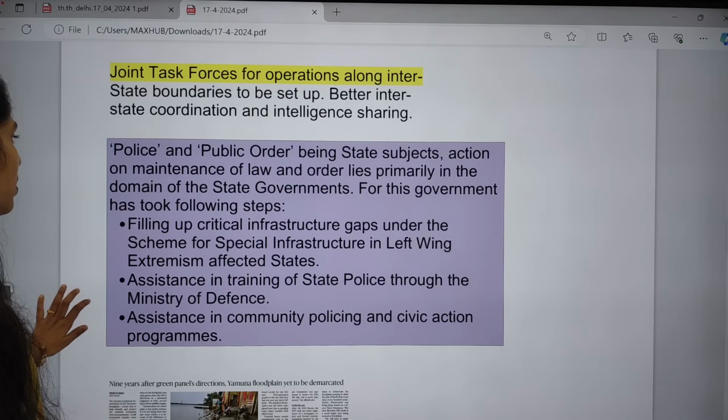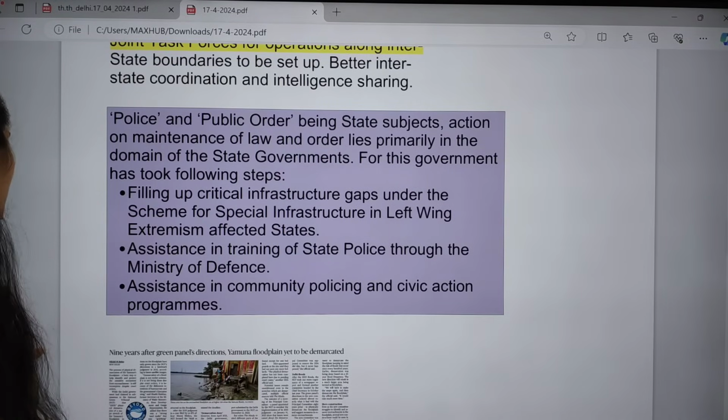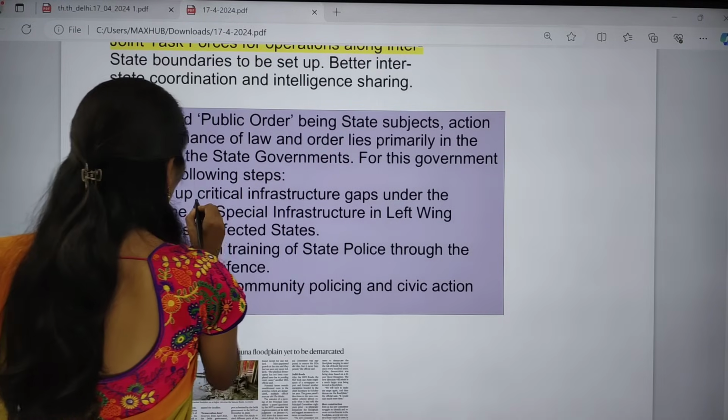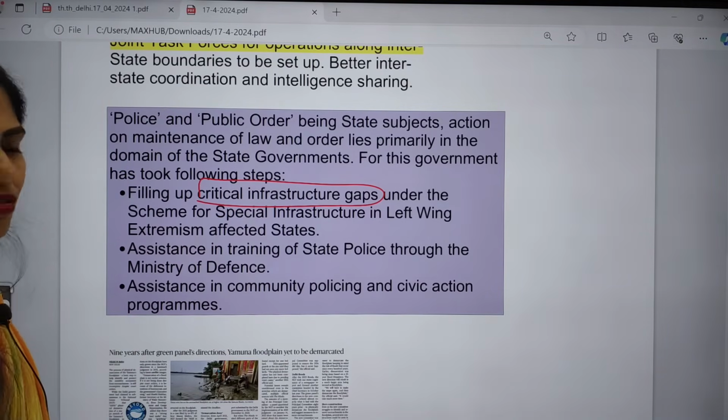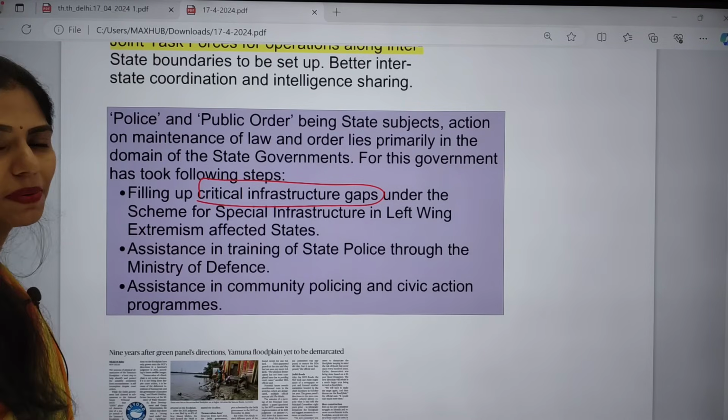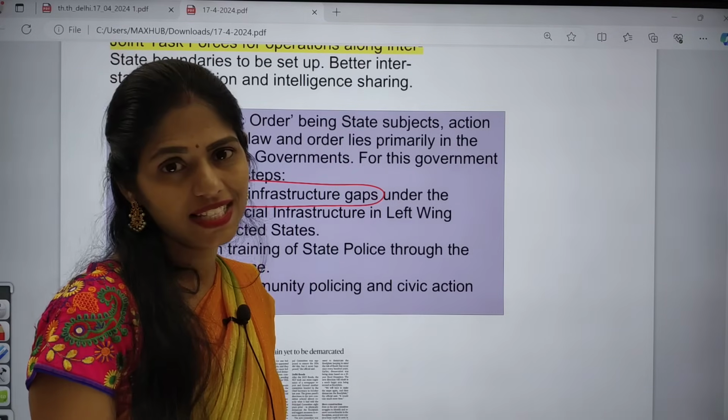Okay, so this is the thing. Another important step taken by the government is filling up critical infrastructure gaps under the Scheme for Special Infrastructure in left-wing extremism areas. Especially they are focusing on developing the less developed states.